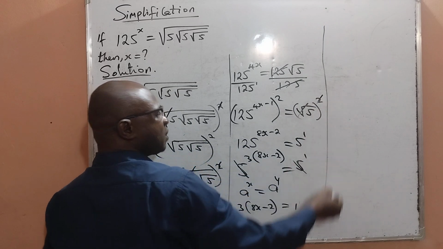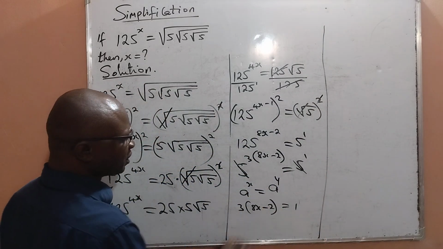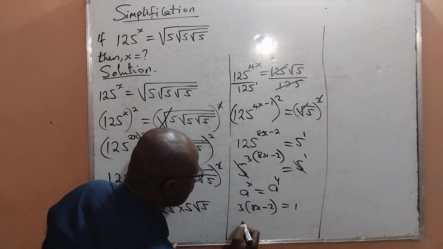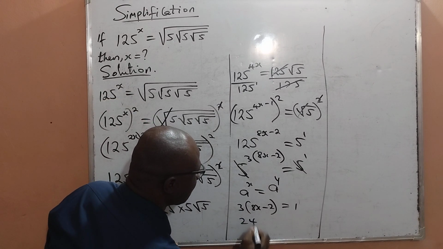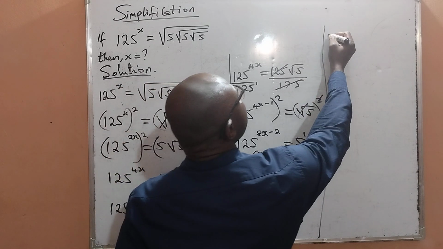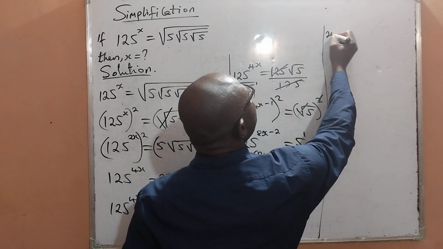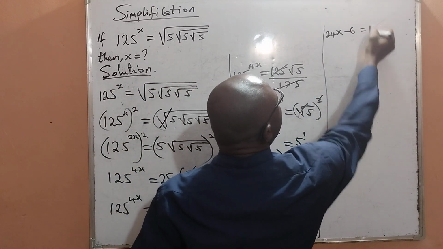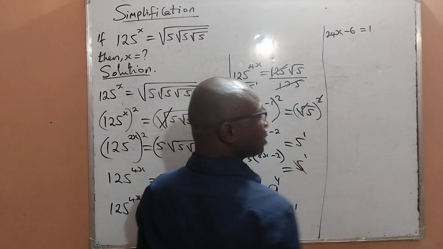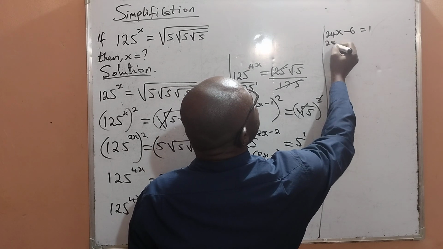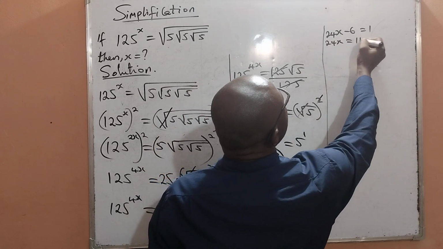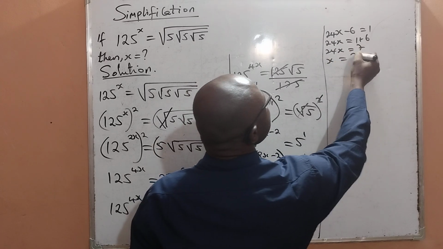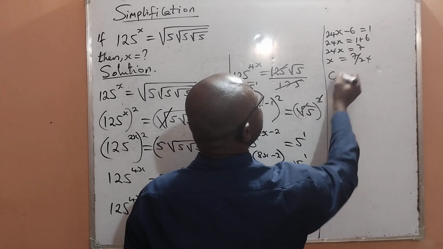Okay? Moving forward from here, I can open the bracket to get that this times this is 24x. And then 3 multiplied by this will give me minus 6, equal to 1. Taking it to the right hand side, I have 24x equal to 1 plus 6. 24x is equal to 7, and x is equal to 7 all over 24.